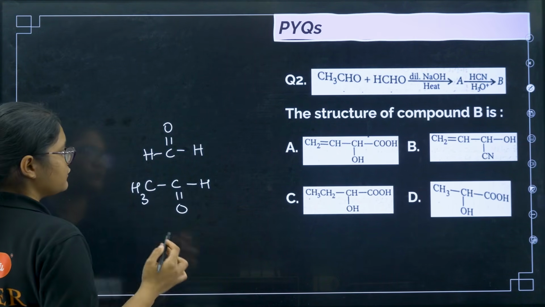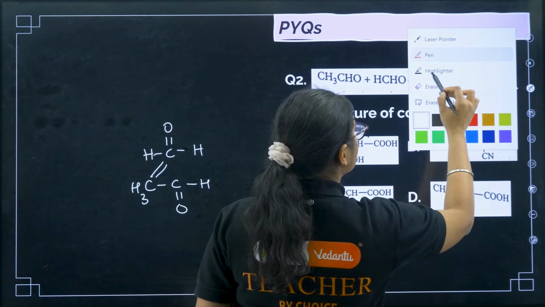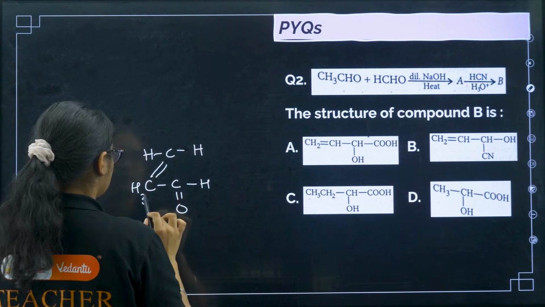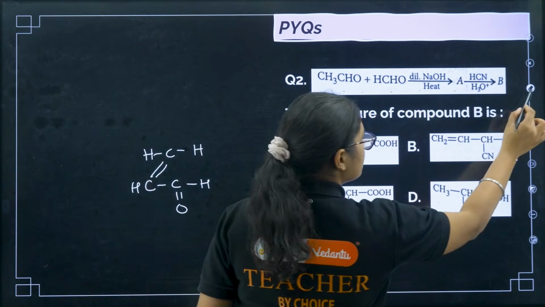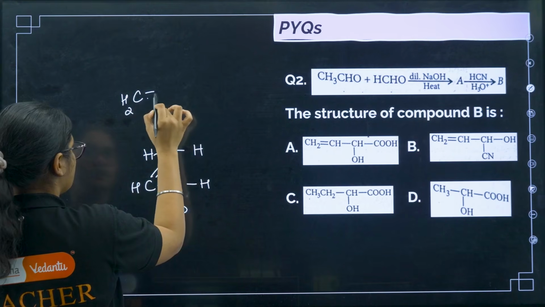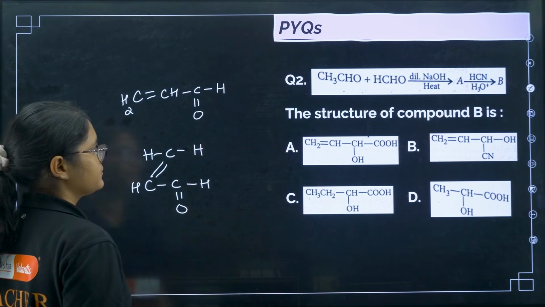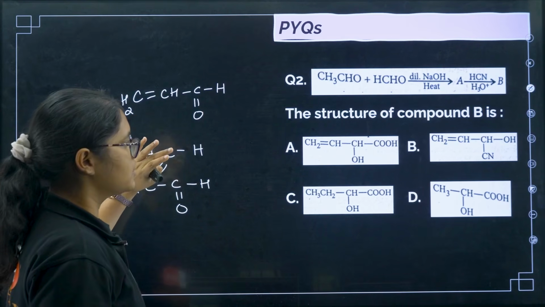and I have this one. So what you will do? Remove this one and add a double bond here. Okay, so what I will do? Remove this one, okay, and add double bond here. So you will get a product that is CH2 double bond CH COH. Okay, this is what A is formed.